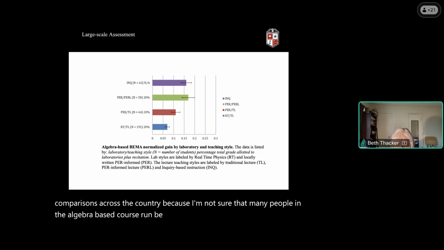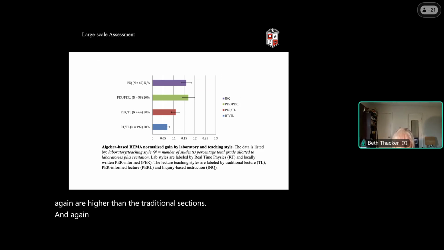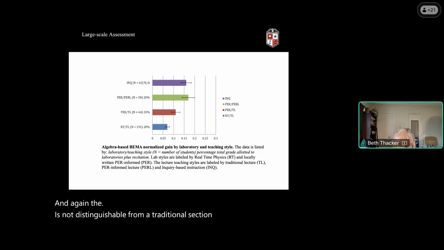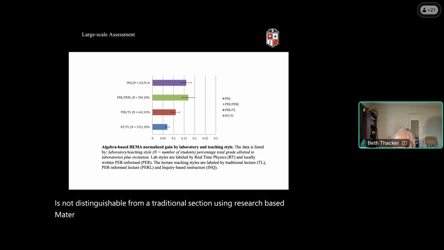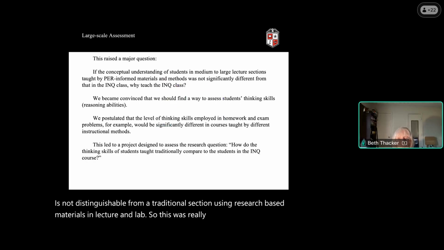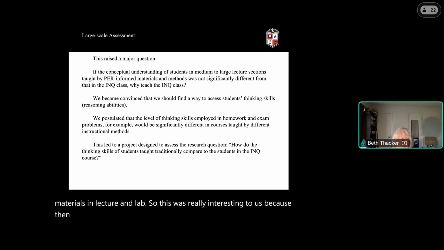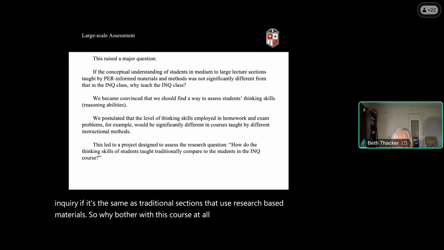But we have low scores, but ours again are higher than the traditional sections. And again, the inquiry is not distinguishable from a traditional section using research-based materials in lecture and lab. So this was really interesting to us, because the first question that you might ask is, why are we even teaching by inquiry if it's the same as traditional sections that use research-based materials? So why bother with this course at all, this different kind of teaching?